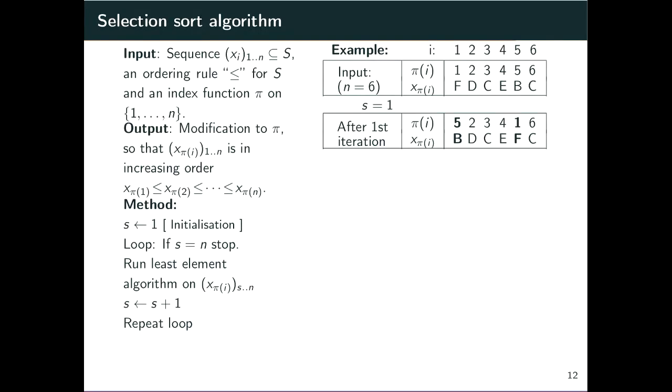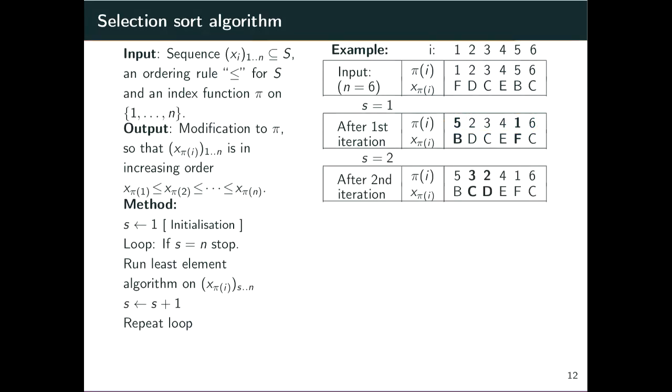So we're going to start with this example that we did with the least element algorithm. So we've got our input where n is 6, our index set is 1 to 6, our starting pi is going to be 1, 2, 3, 4, 5, 6. And then after the first iteration, what we found out using the least element algorithm is that the 1 is going to get switched with the 5 because b is in that position, it's the least element. So after the first iteration, when s is equal to 1, we're going to get an output of pi looking like this.